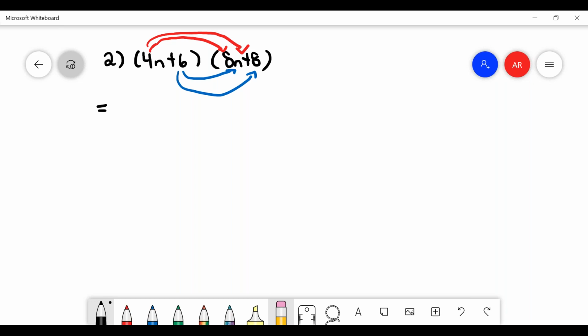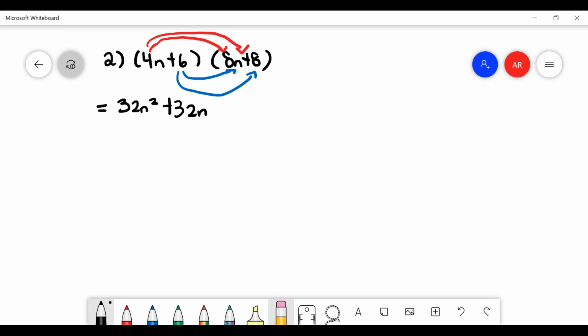First, we're going to be taking a look at 4n, and we need to multiply by the first term in the other bracket. So 4n times 8n is 32n squared, because 4 times 8 is 32, and n times n is n squared. So 32n squared is the product of those two. In addition, now we need to do 4n times 8, which is 32n. So I'm just going to write this down.